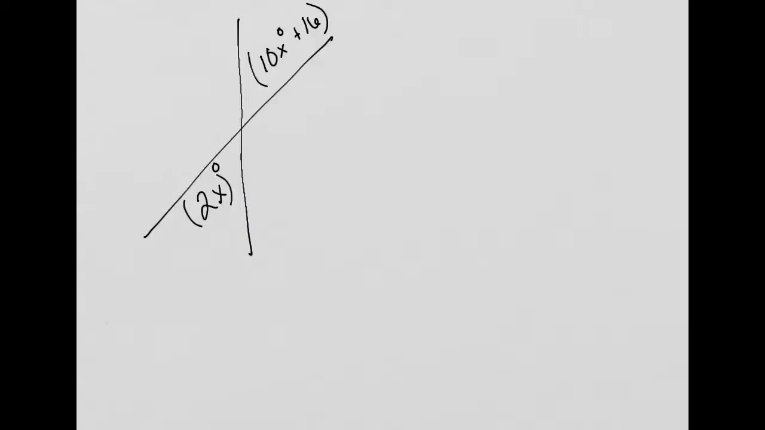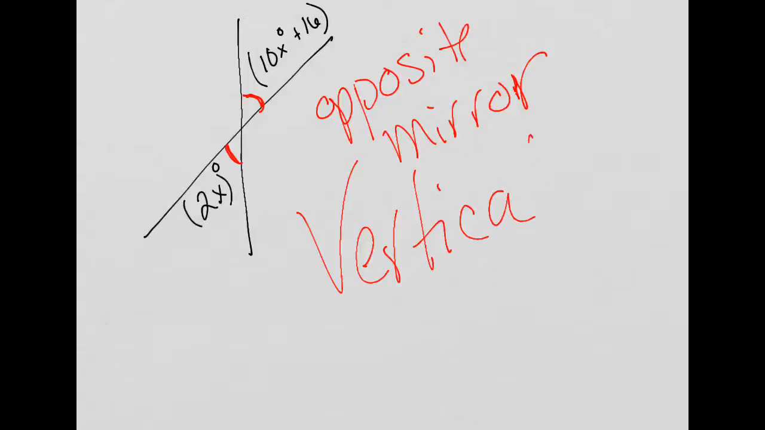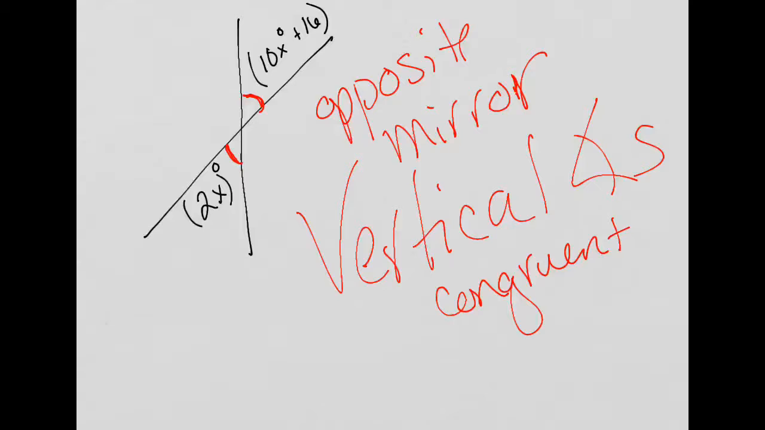Here's another example with angles and equations. What I see here, you should recognize that these are opposite angles or mirror images of each other, which means that in geometry we call these vertical angles. And vertical angles are congruent, which means that their measurements are equal. So the equation I could say is 2x is equal to 10x plus 16. And then I can solve from there.